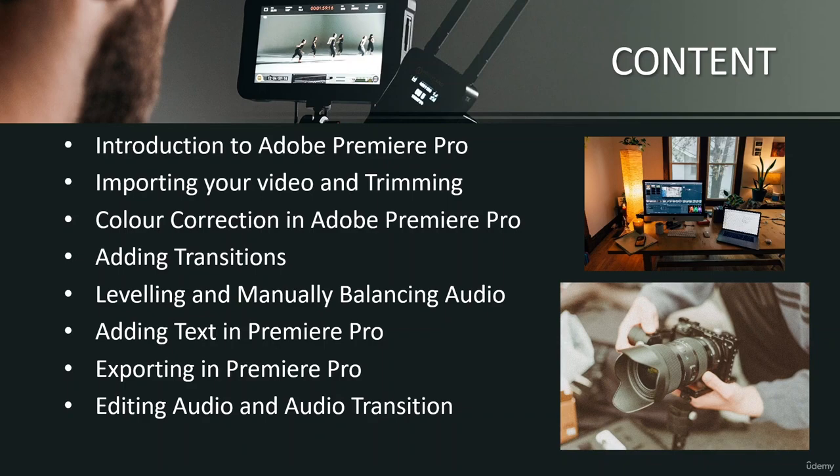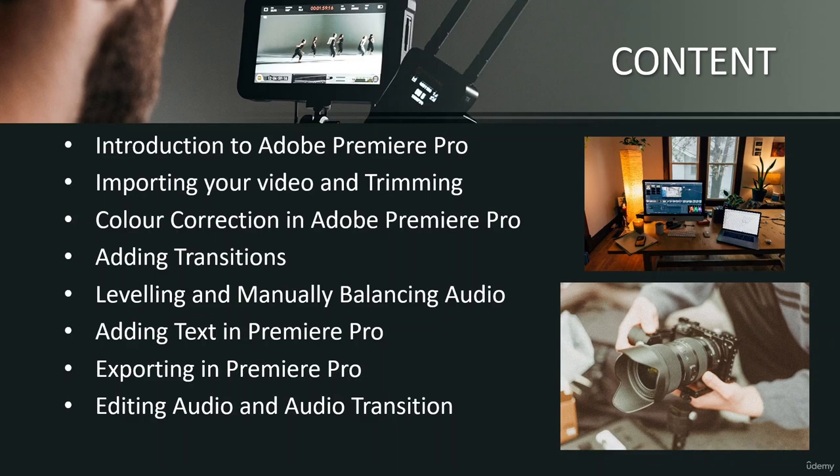Next we'll come to audio. I'll tell you about leveling and how you can manually balance your audio. If you have audio in your video, I'll show you how to manually balance that, and also about leveling. After that, if you want to add any kind of text in Premiere Pro, I'll explain it in detail in this chapter. After that, I'll show you how to export. Once you're done with your work, I'll show you how to export it to your system and also upload it to your social media.